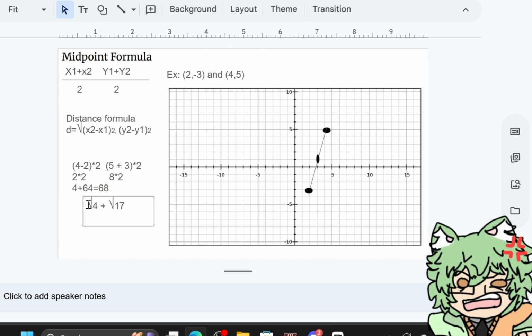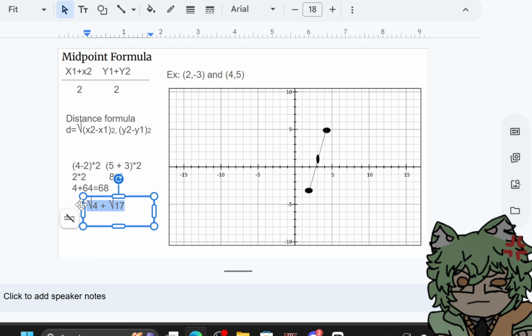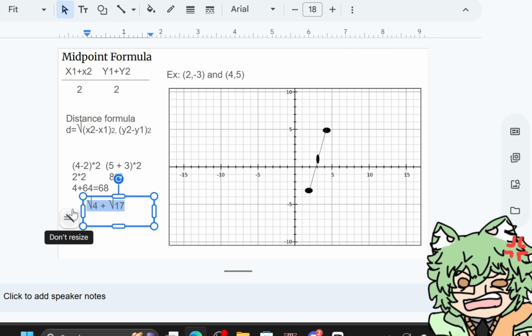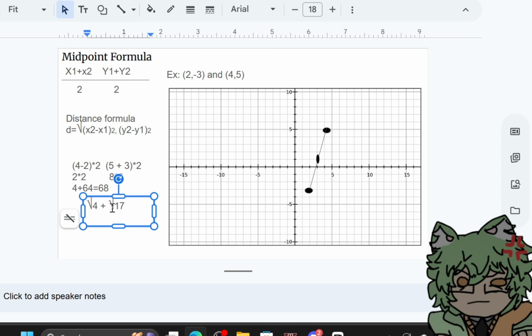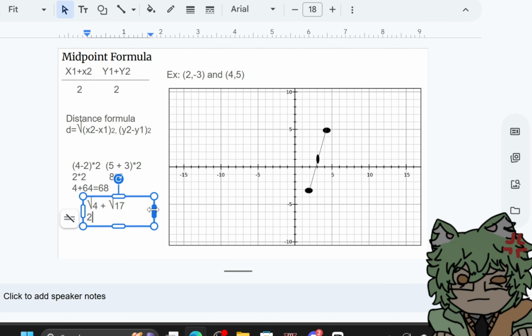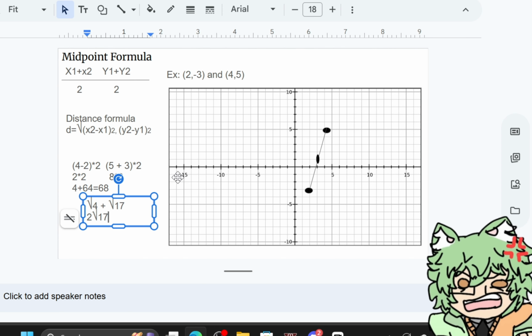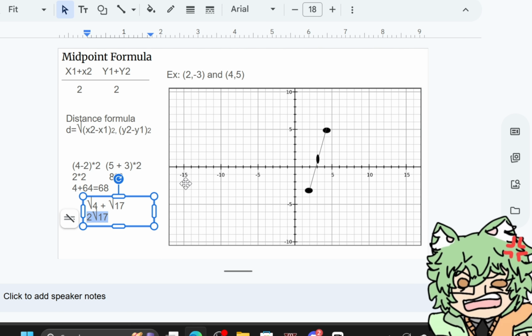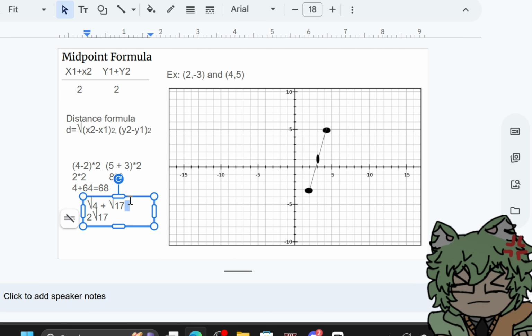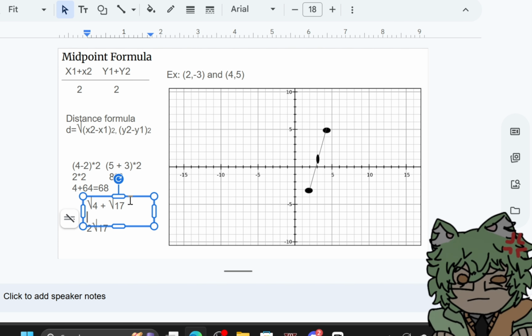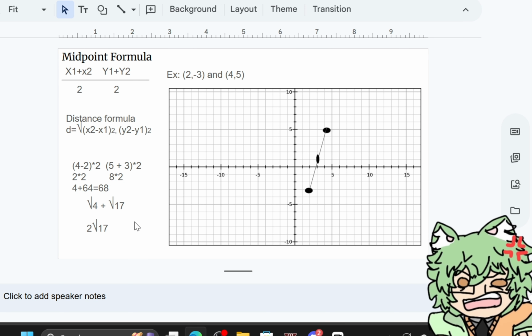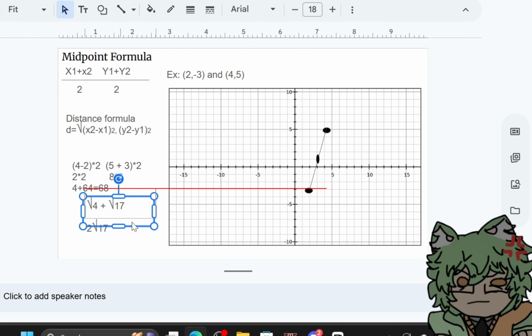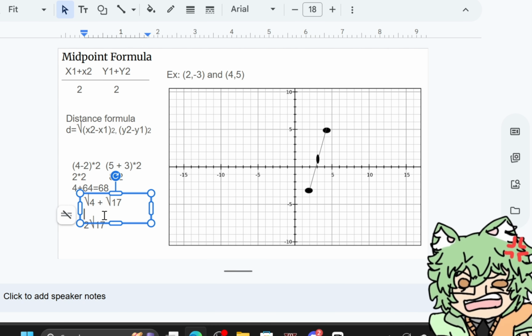So obviously, I don't know what the square root of 17 is, so I'm obviously not going to do that. Obviously, 17 is not a perfect square, but 4 is. This can be put down to 2, and then the square root of 17. This could be, if your teacher says to put it in simplest radical form, I don't know. But in the simplest form possible of distance, this would be your answer, 2 root 17.